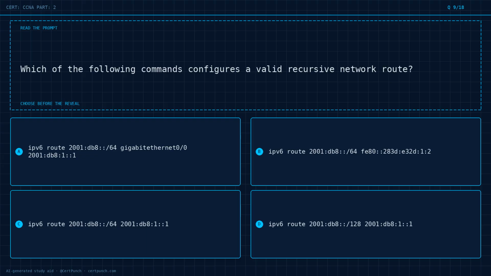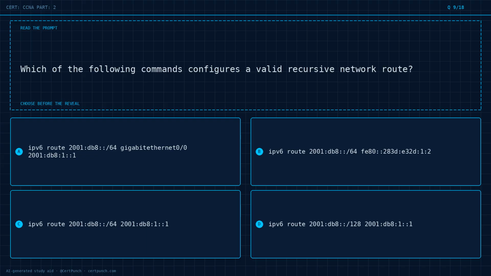Option A, IPv6 route 2001:DB8::/64 GigabitEthernet 0/0 the IPv6 address shown on screen. Option B, IPv6 route 2001:DB8::/64 the IPv6 address shown on screen. Option C, IPv6 route 2001:DB8::/64 the IPv6 address shown on screen. Option D, IPv6 route 2001:DB8::/128 the IPv6 address shown on screen.